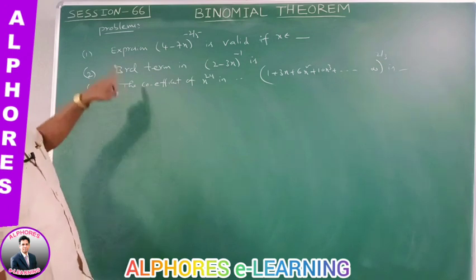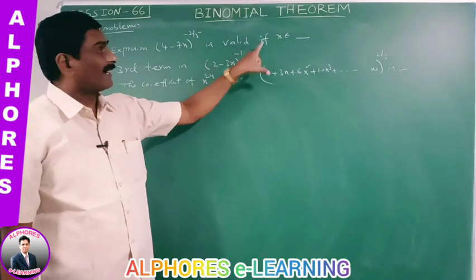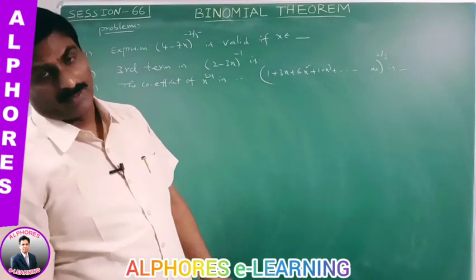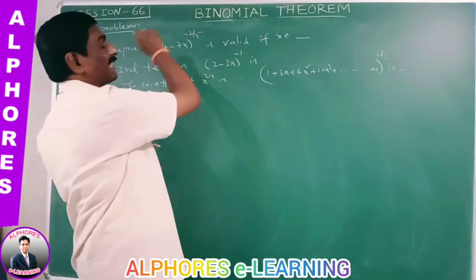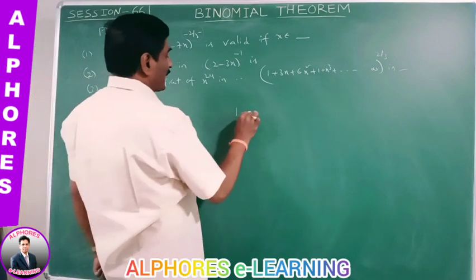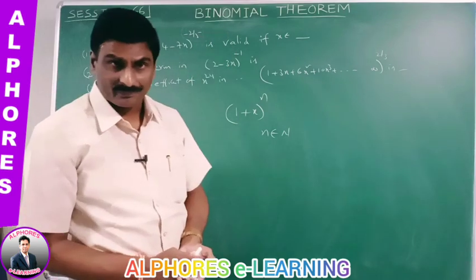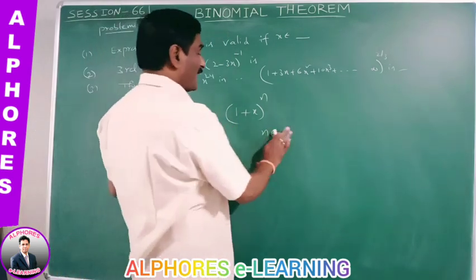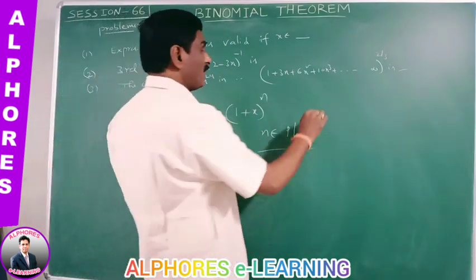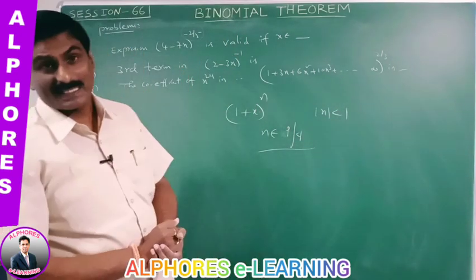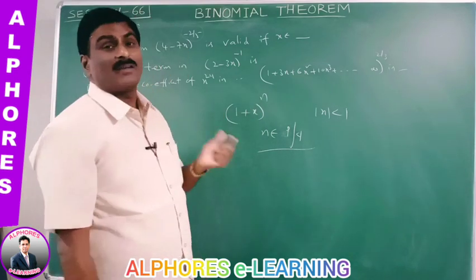Write the first problem. The expression 4 minus 7x whole power minus 2 by 5 is valid when x belongs to dash. Please observe, it is a binomial. The power is minus 2 by 5, which means it is a rational number. For 1 plus x whole power n, if n belongs to the natural numbers, it is valid for all values of x. But when n is a rational number, that means in the form of p by q, it is valid only when mod x is less than 1. That means the value of x lies in the interval minus 1 to 1. The standard form 1 plus x whole power n is defined only when mod x is less than 1.